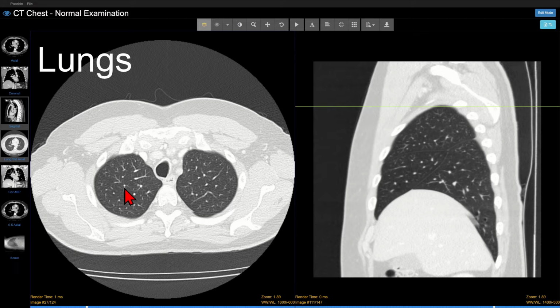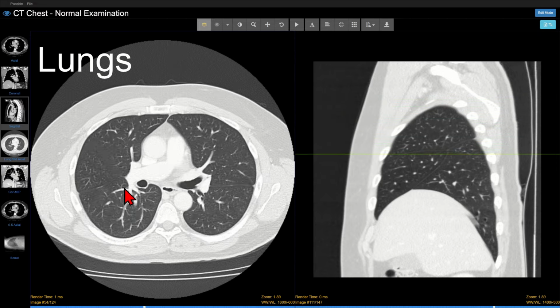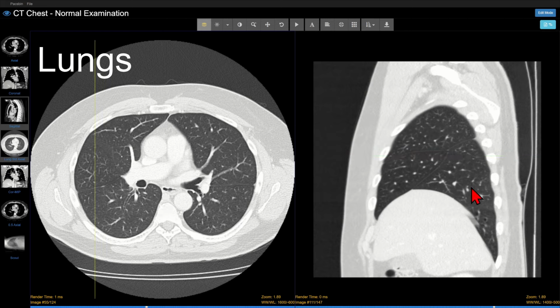So we'll start with the right lung, which is separated into three lobes by the fissures. So here on the sagittal images, you can see the oblique fissure here and the horizontal fissure here, which separates the lungs into the right upper lobe, right middle lobe, and right lower lobe.